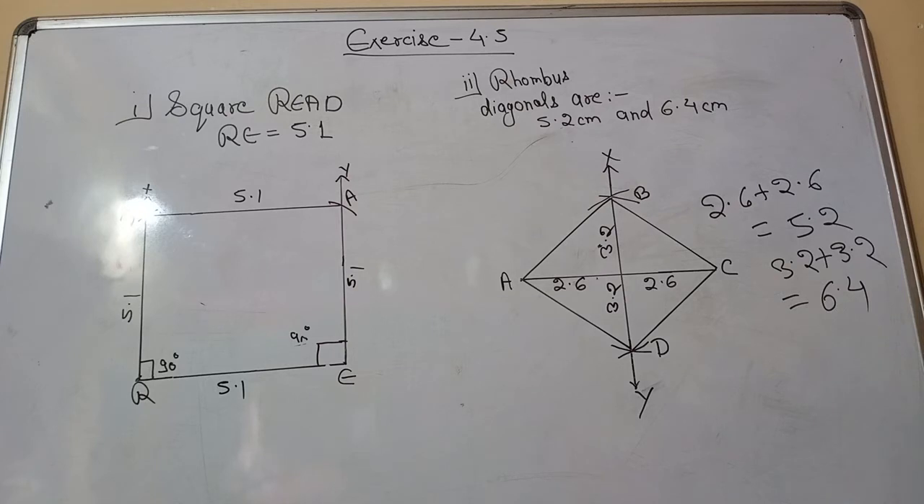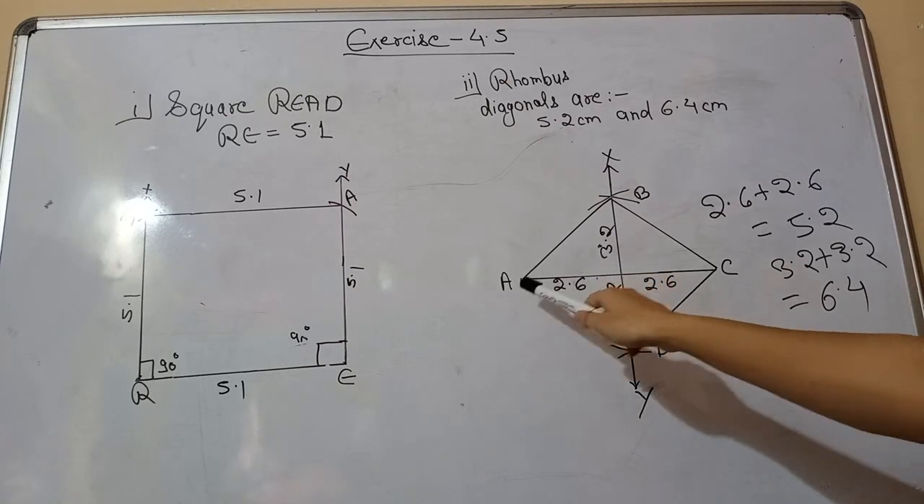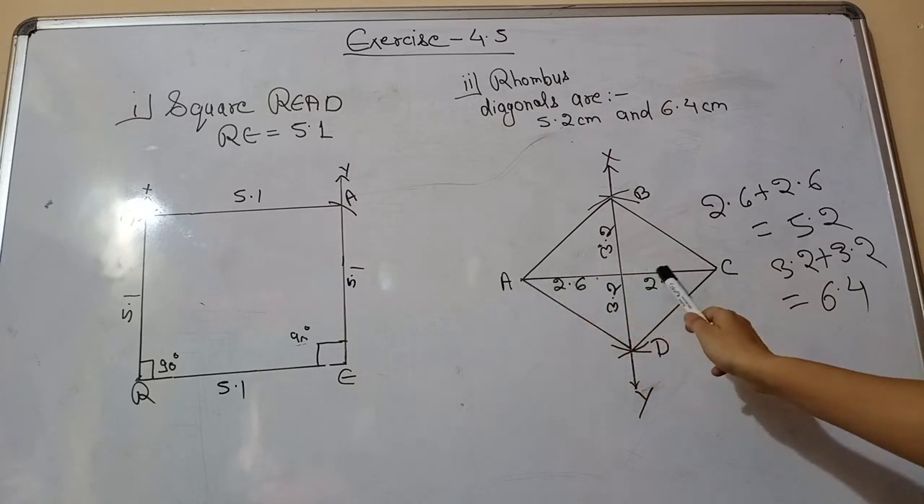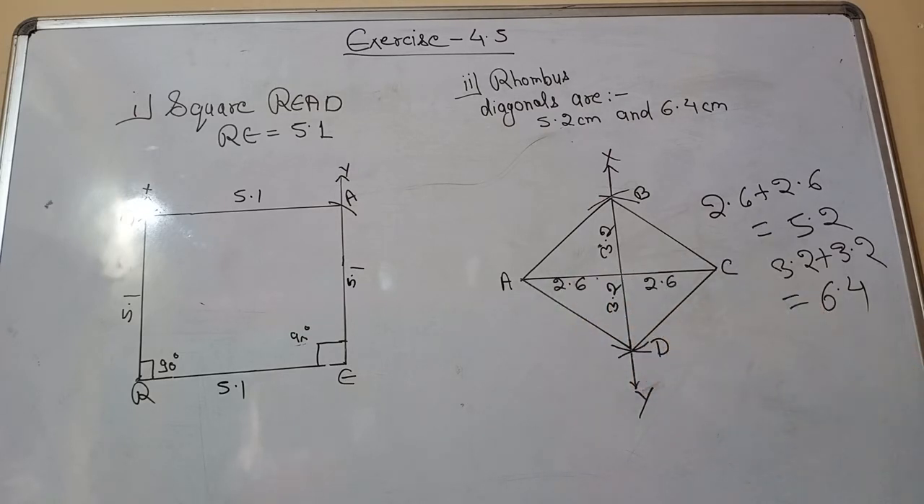Now what you have to do? This midpoint is called the intersection point of the diagonals. Okay, means this equal half is 2.6 and this equal half is also 2.6.